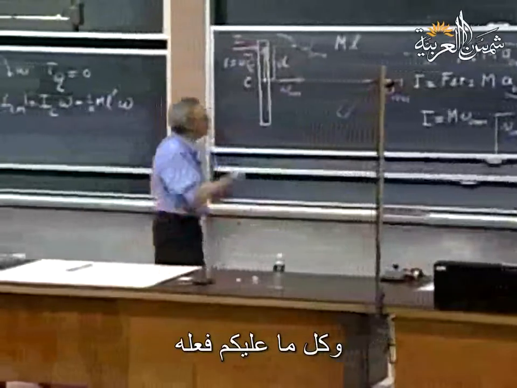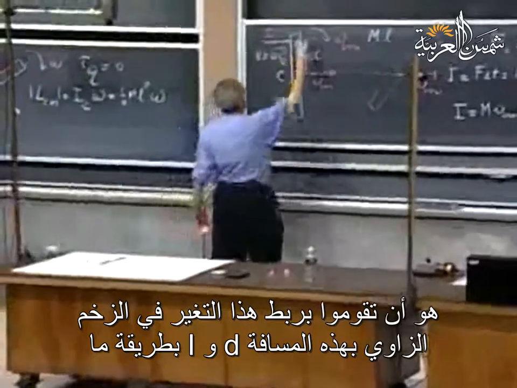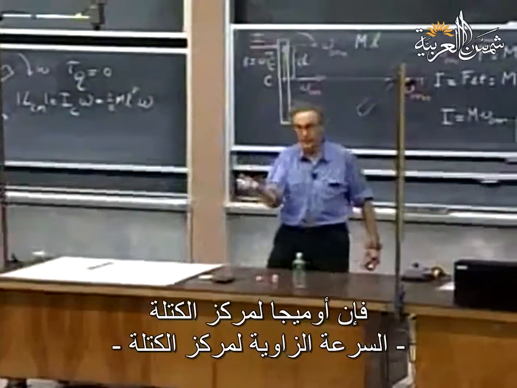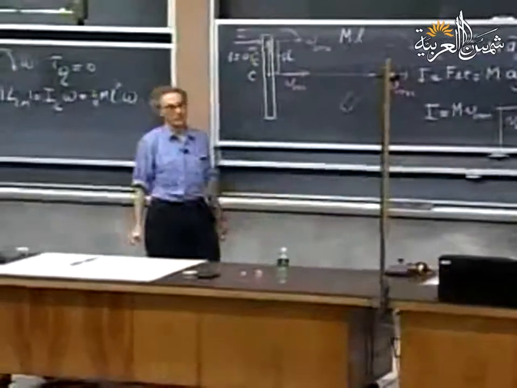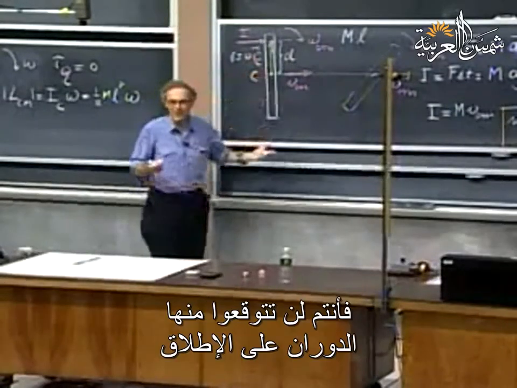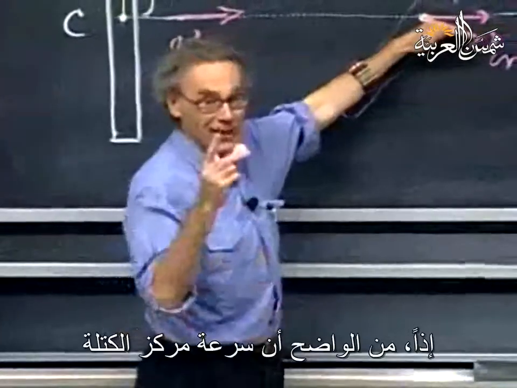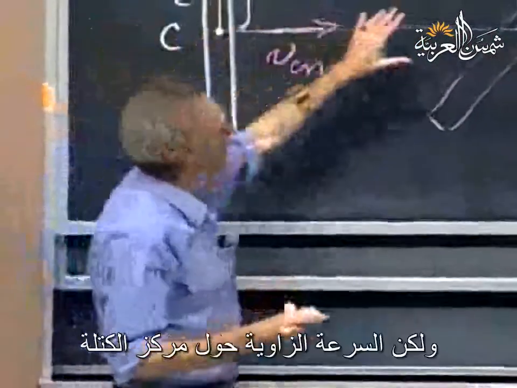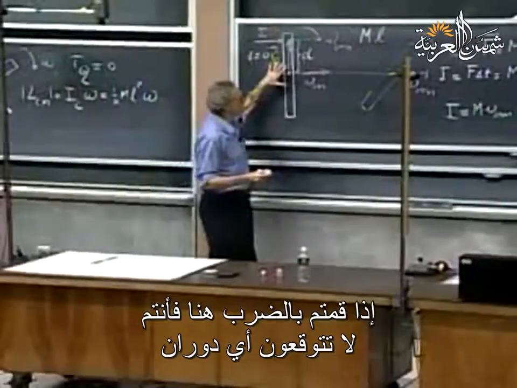And so now, all you would have to do is to somehow relate that change in angular momentum with this distance d and with I. And you will see that if d becomes larger, indeed the omega of center of mass, the angular velocity about center of mass, will increase. It's very sensitive. That's also intuitive, because if you hit right in the middle, you didn't expect it to rotate at all. You would just expect this object to translate. And so clearly, the velocity of the center of mass is insensitive of where you hit, but the angular velocity around the center of mass is very sensitive, as I will show you shortly. If you hit here, you don't expect any rotation.